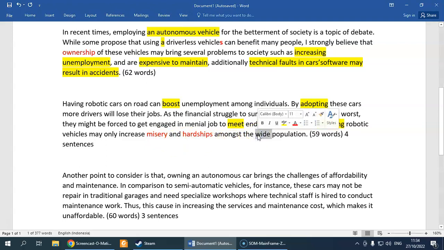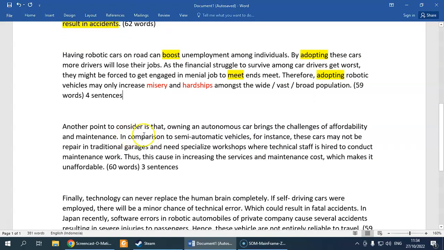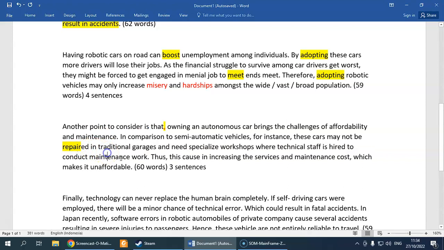Wide population. Is it wide? Isn't it vast or broad? Okay. Another point to consider is that owning, you shouldn't put a comma here. There shouldn't be a comma after that. Owning an autonomous cars brings the challenges of affordability and maintenance. May not be repair. I think this should be in verb 3. Repaired. Specialize. Usually, as an adjective here, specialized.